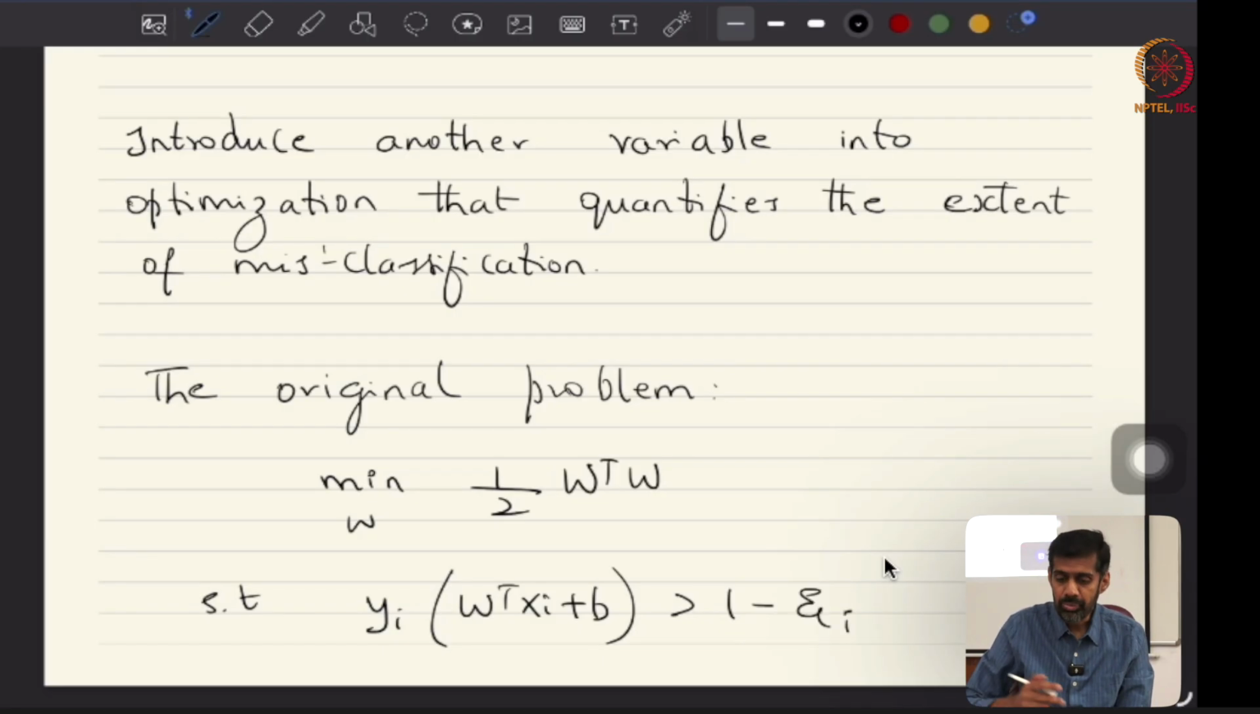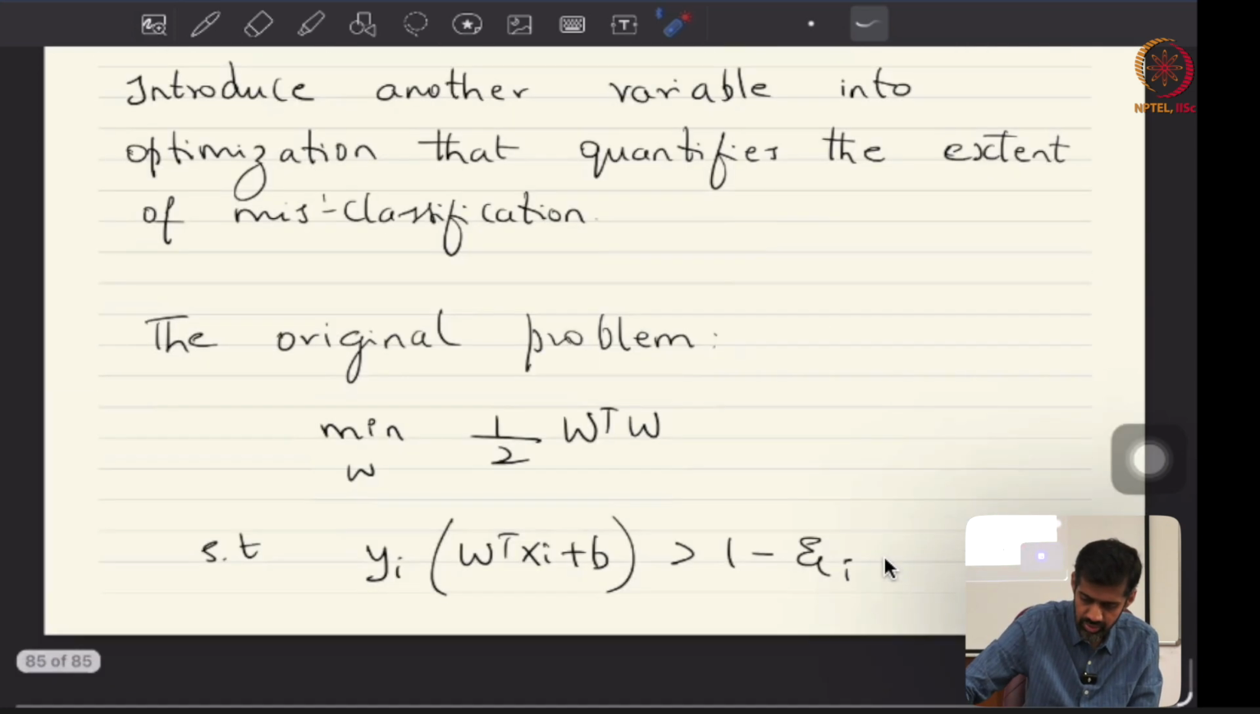Now suppose for a data point xi, the product of yi times W transpose xi plus b is some value which is less than 1. Then what I do is I will subtract that value from this, that is it. That is what I incorporate in this variable xi. You understand what I am saying? So now think about it. For all data points for which xi is greater than 1, the discriminant function is making a mistake.